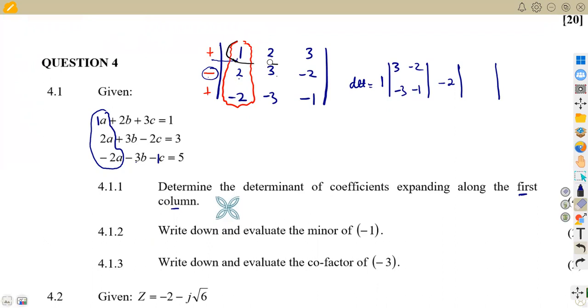This time we are going to close the row and the column where we have got 2. Already the column is closed here, so all you need is to close the row here. So you've closed the column and the row, and you remain with 2, 3, negative 3, and negative 1. So those are the numbers. You write these numbers in a determinant form.